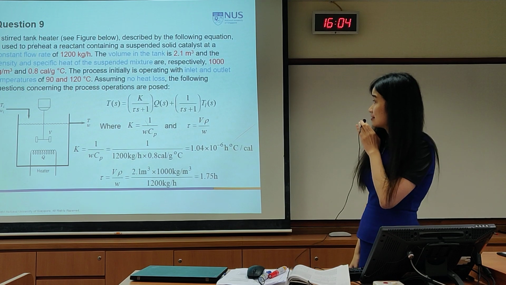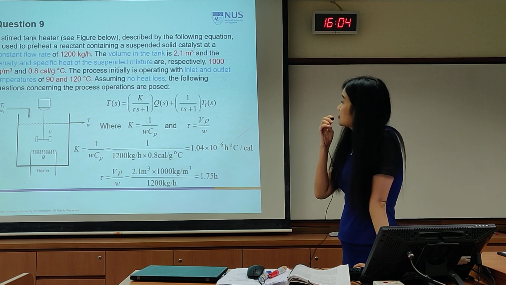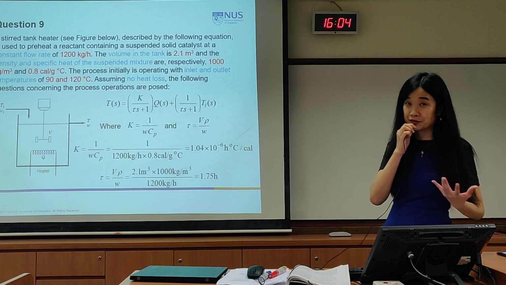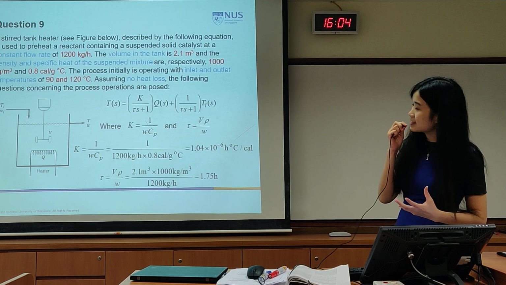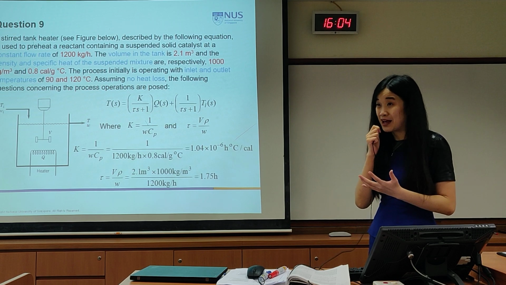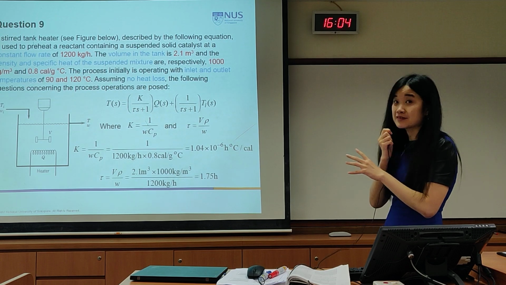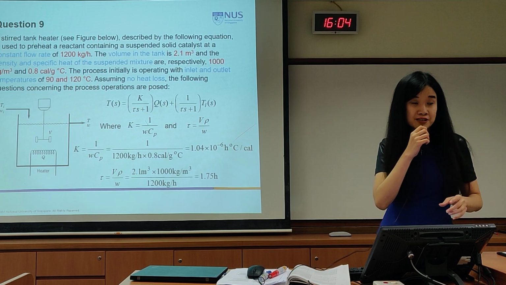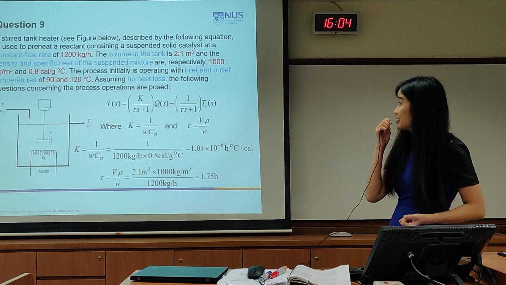But in this case, we have this stirred tank heater with this figure, and it's used to preheat a reactant containing a suspended solid catalyst. So it becomes a real process. You use a heater to preheat a process. But still, when you do the modeling, it's not that important whether it's a catalytic reaction or a water heater. The energy and mass balance are still based on what you know about the process. You can derive a similar description for the process using the first principle models, and also get the measurement from the process.